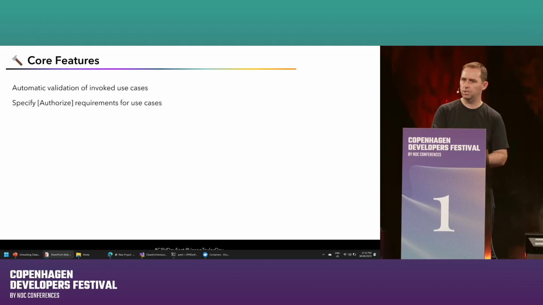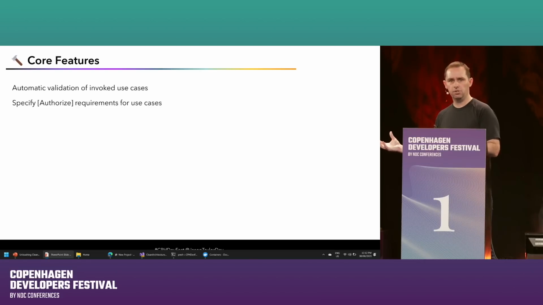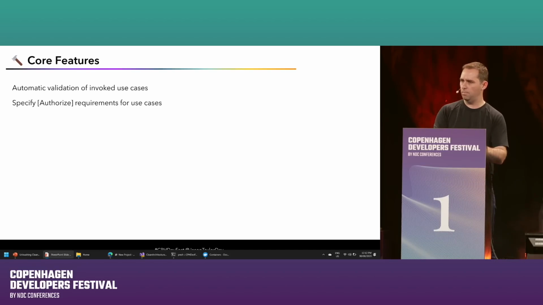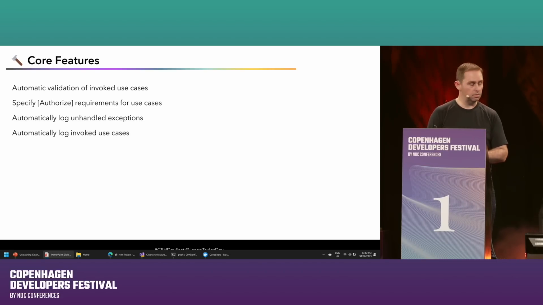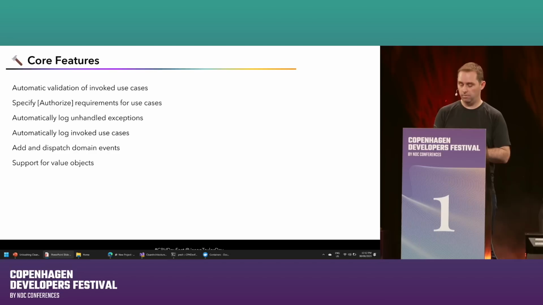This is an abstraction that is implemented in infrastructure on ASP.NET Core Identity. So the abstraction can remain, but you can change out whatever identity process you're using. We automatically log unhandled exceptions, and automatically log invoked use cases. So when you have a look at that, you'll see the use case name, the input for the use case, and also details of the user. We add and dispatch domain events, support for value objects, support for auditable entities. That's again powered by EF Core interceptors.